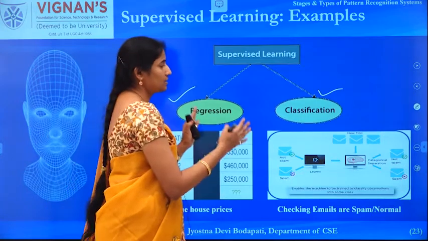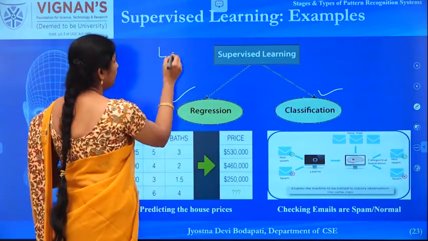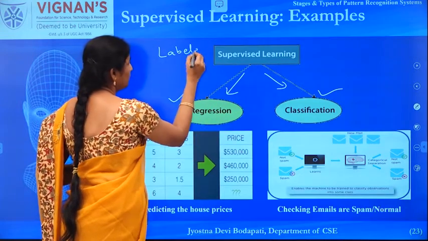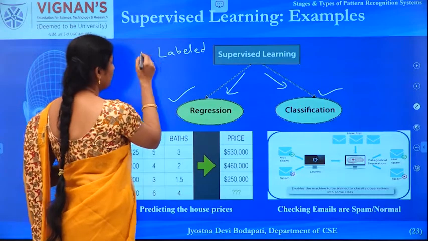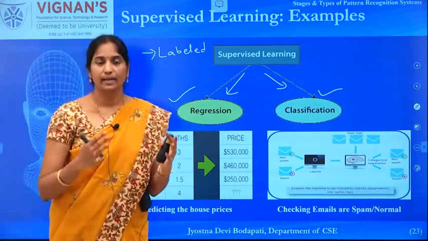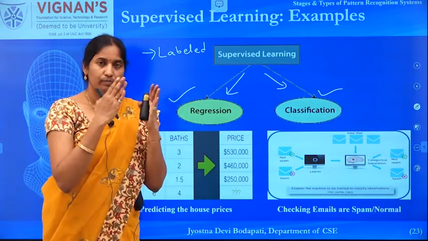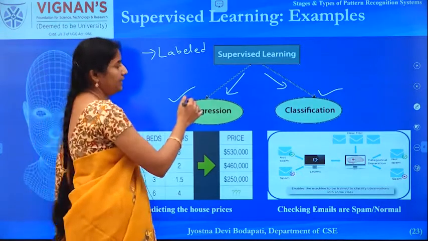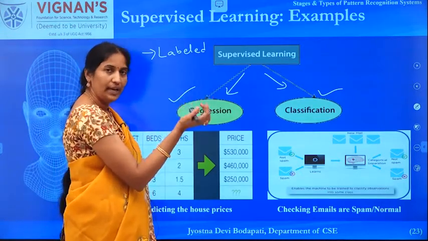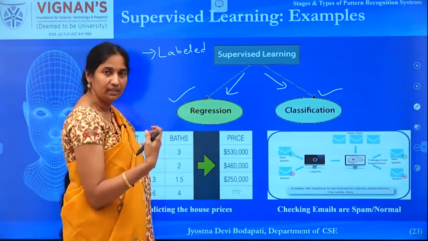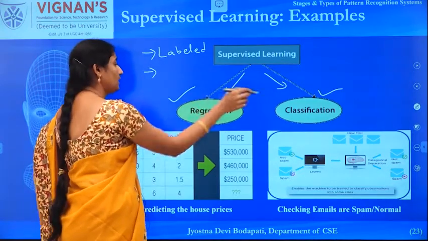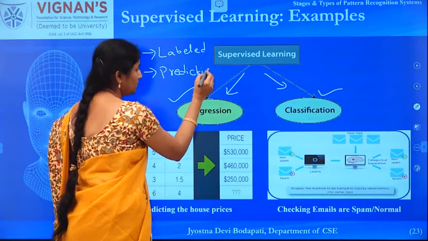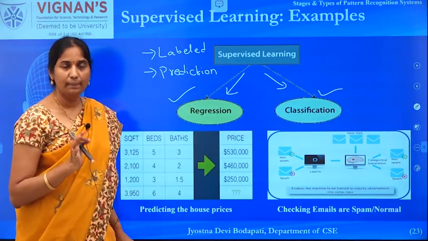In both cases, you should remember that the data is labeled, because both are examples of supervised learning itself. Both regression and classification algorithms use labeled data. Before you feed the data to your model, it should be labeled. Once the data is labeled, you pass it to your model, and the model is producing something, that is, it's predicting. In both cases the model is predicting. Prediction is happening in both cases.